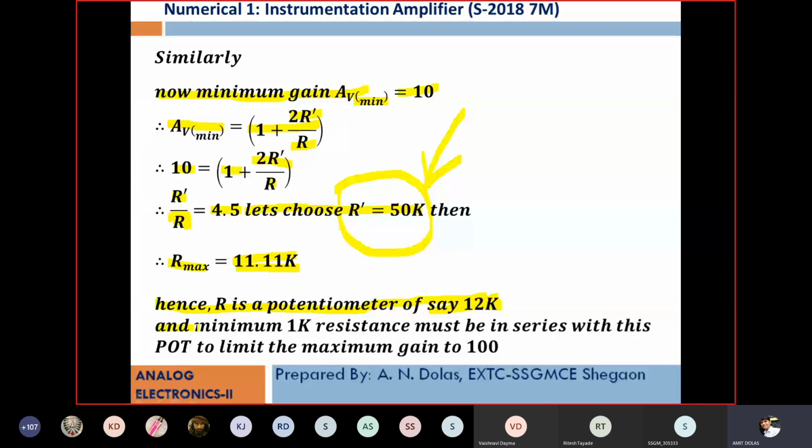So the minimum 1K resistance must be in series with this potentiometer. Obviously अगर मैंने 12K का पॉट लगा दिया है तो 12K पे 12K जब मैं करता हूँ 11.11K करता हूँ, then gain will be 10. But if I reduce the potentiometer to say 11, 10, 5K, then 4K, 2K, the gain will increase. If I move it anti-clockwise completely, then the potentiometer value will be equal to 0. And if it is 0, gain will move to infinite.